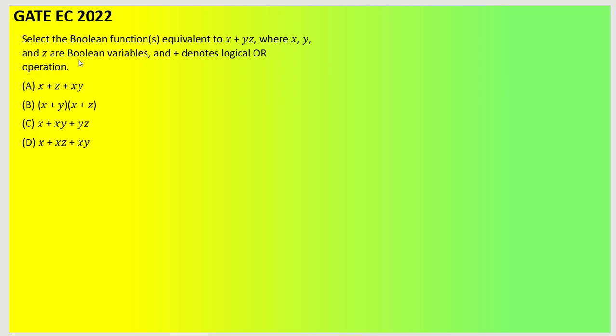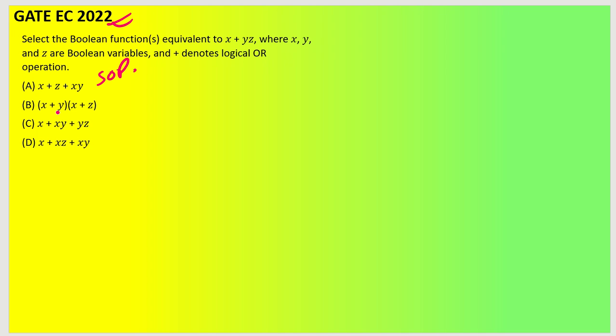Alright, this was asked in GATE ECE 2022, and the question is, we have to select which Boolean function is equivalent to x plus yz, where x, y, z are Boolean variables and plus denotes the logical OR operation, right? So these are all actually my sum of products form. Our aim is to see whether x plus z plus xy is going to be equal to x plus yz or not, similar to that other options as well. Okay, so let us talk about each of them one by one.